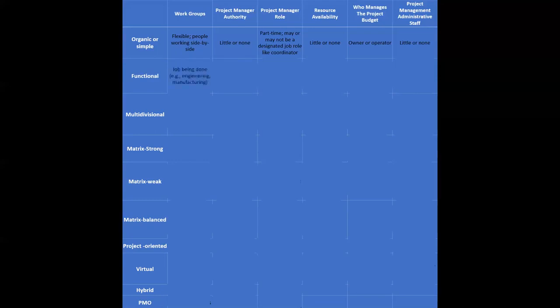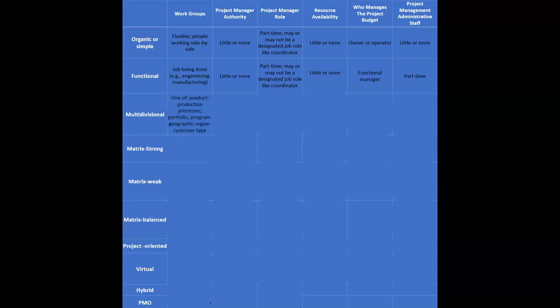Then for the functional, the influence on work groups would be the job being done, for example, engineering, manufacturing. With respect to project manager authority, little or none. With respect to project manager role, part-time, may or may not be a designated job role like a coordinator. Then the resource availability would be little or none. Who manages the project budget? That would be the functional manager. Then project management administrative staff would be part-time.